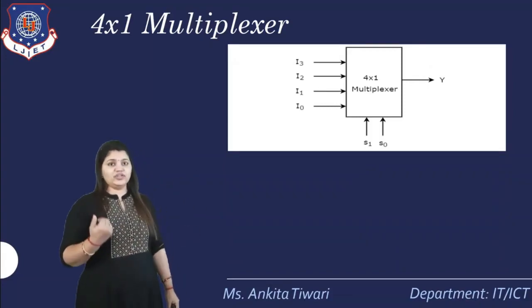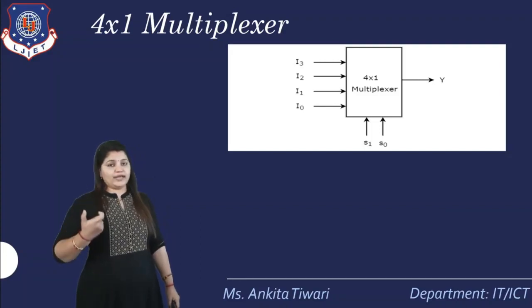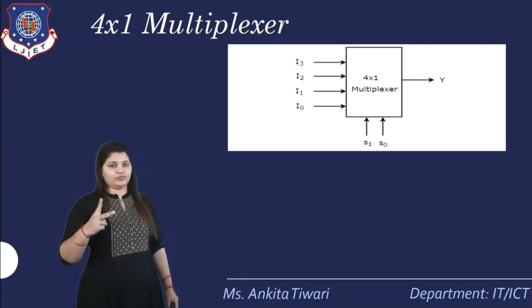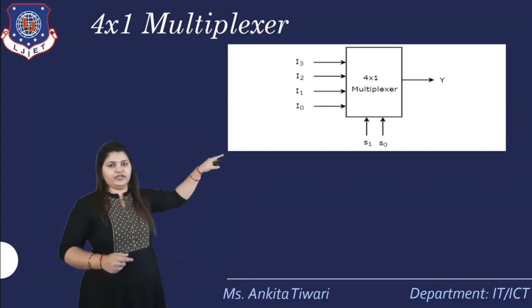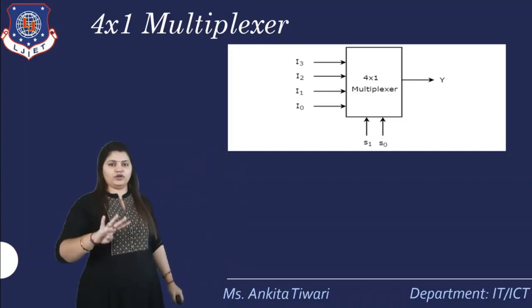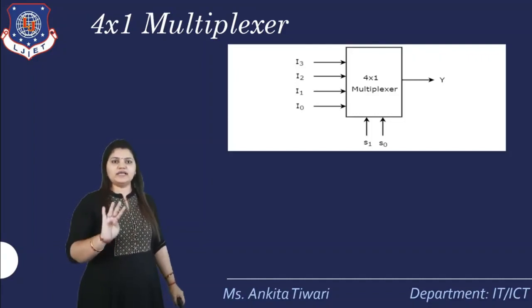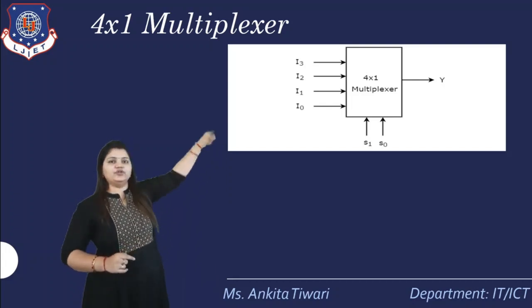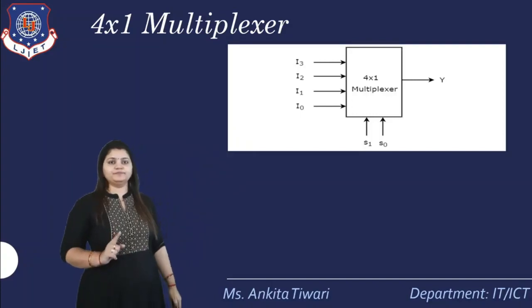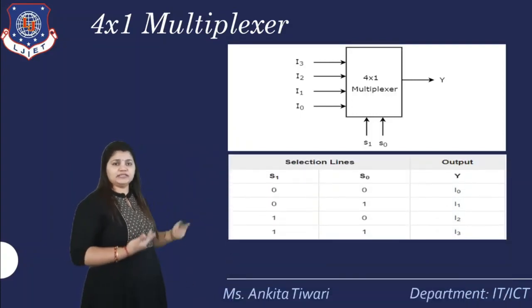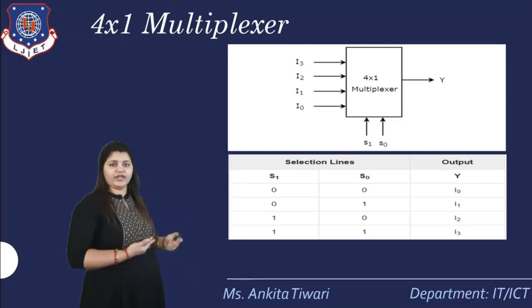that means 2 raised to n. So if I am taking n as 2, n will be your selection lines, that is S0 and S1, and the combination of inputs, 2 raised to n, means 4. If I am taking 2 as n, it is a 4 cross 1 multiplexer. So 4 inputs should be there, as you can see, I0, I1, I2 and I3, and we get output as Y only, that is one output.